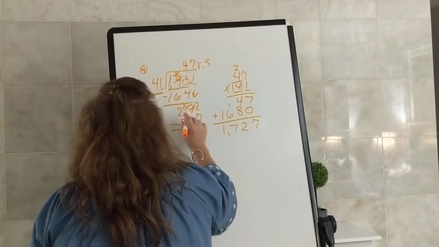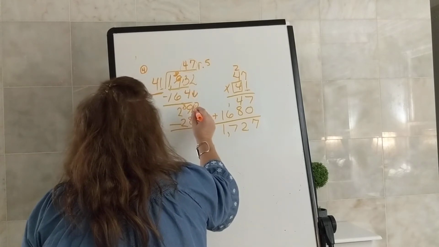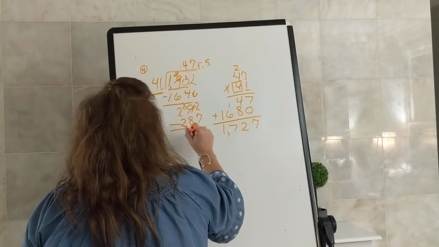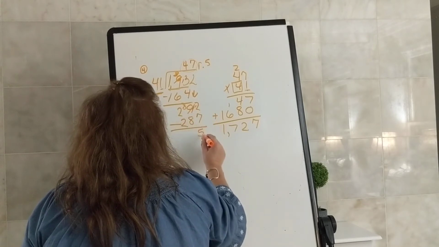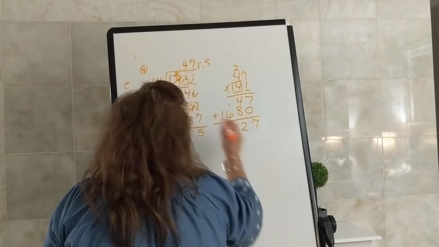4 times 1 is 4, 4 times 4 is 16, 13 minus 4 is 9, 8 minus 6 is 2. Bring down the 2, 7 times 1 is 7, 7 times 4 is 28, 12 minus 7 is 5. We add 5 to this, it is not going to equal that.